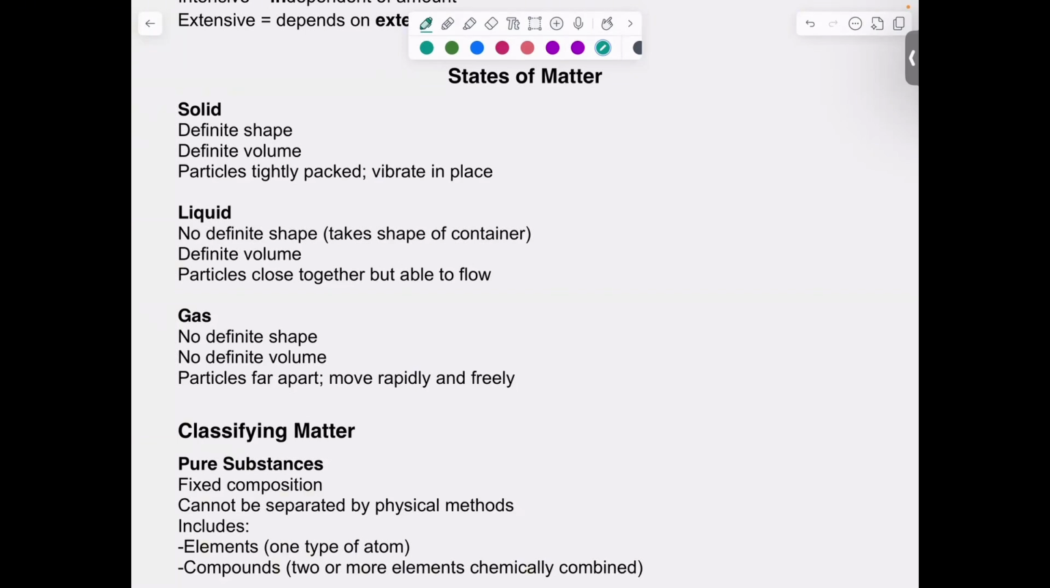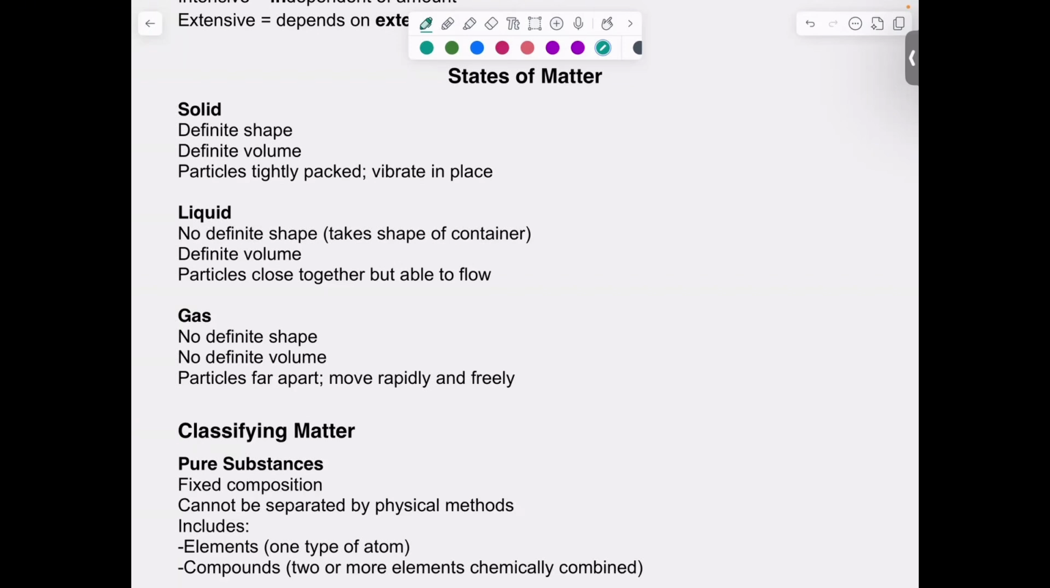Now, in the liquid state, we do not have a definite shape. We do have a definite volume that we can, of course, measure, and particles are close together but able to flow. And I'll demonstrate that here in a moment. Gas has no definite shape and no definite volume. Particles are far apart and they move rapidly and freely.